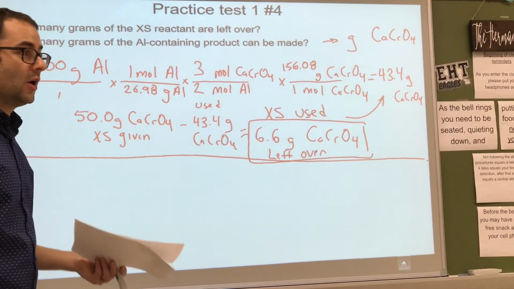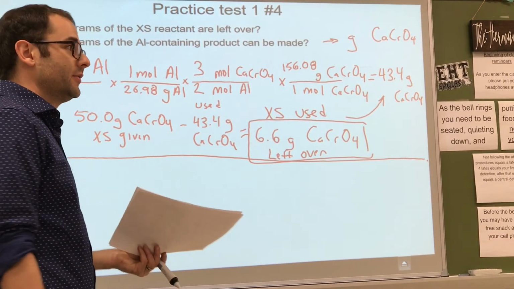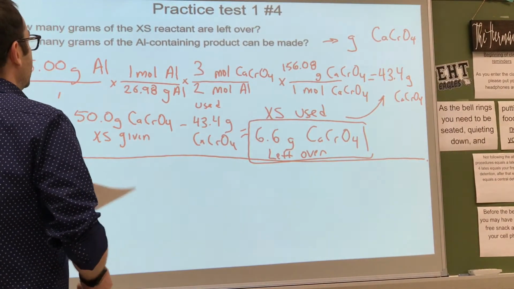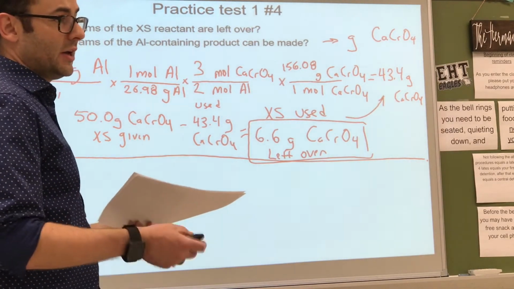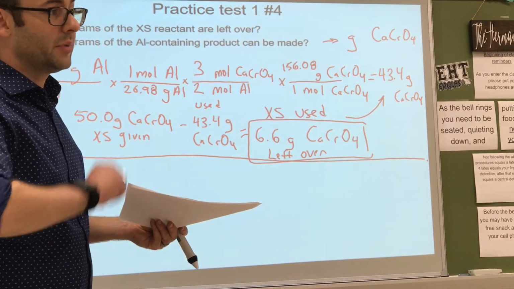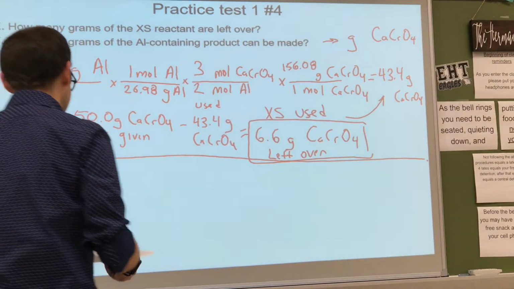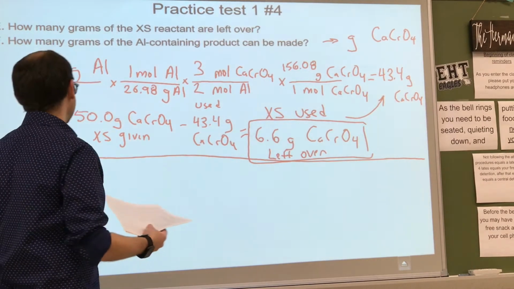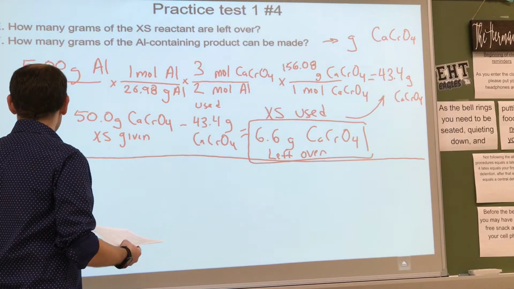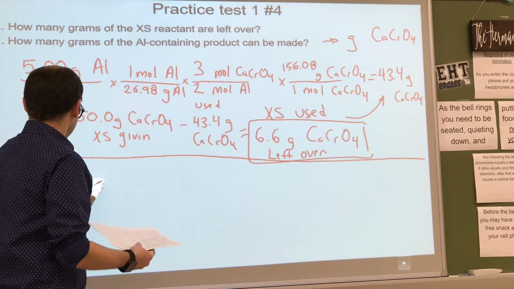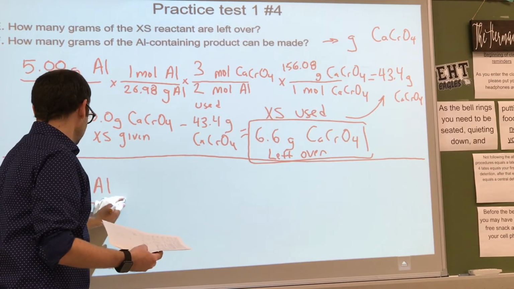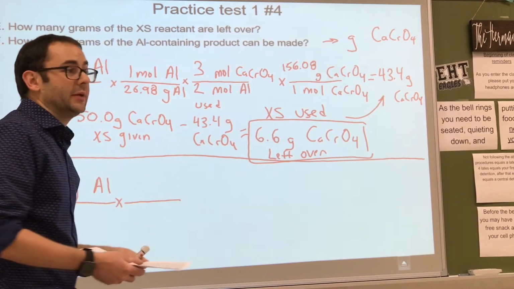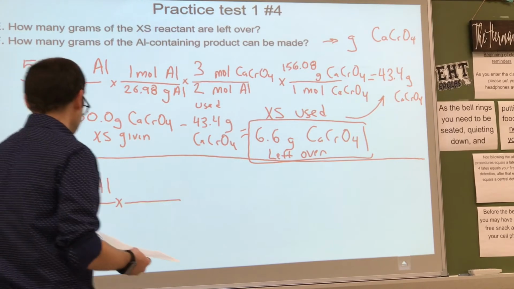No? All right, then what do we do for F? What would we start with? It's asking how many grams of the aluminum-containing product can be made. We start with 5 grams of aluminum, because aluminum is the limit. Yeah, exactly. We start with the limiting reactant, which in this case is aluminum. And we're going to convert this all the way into grams of the aluminum-containing product, which was the aluminum chromate. All right, so let's do this.